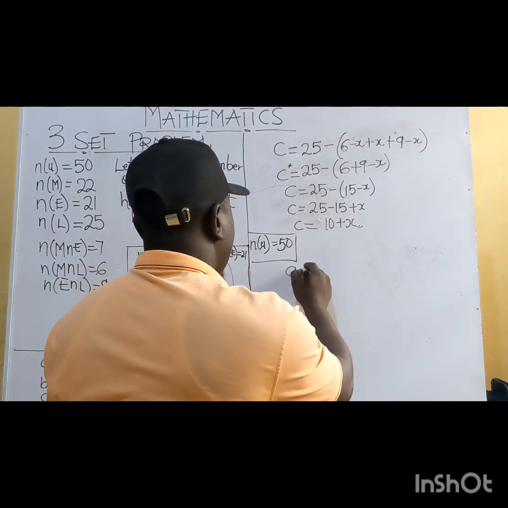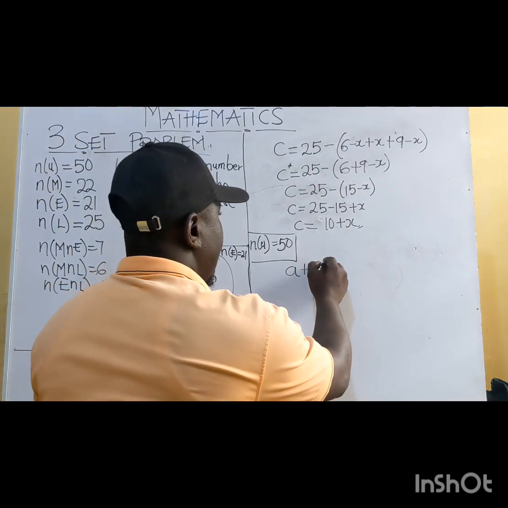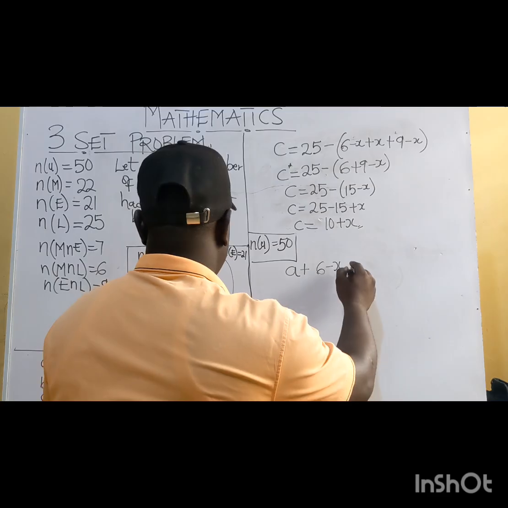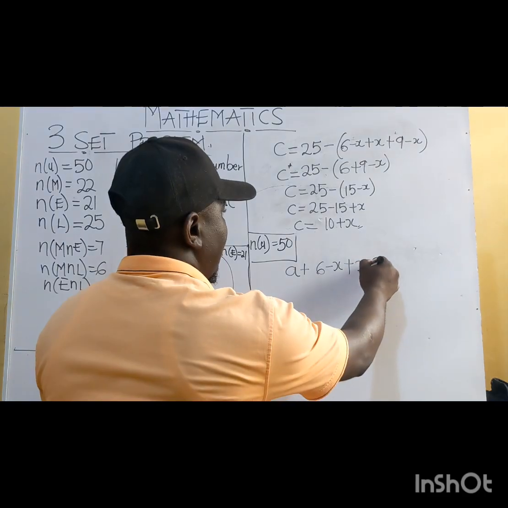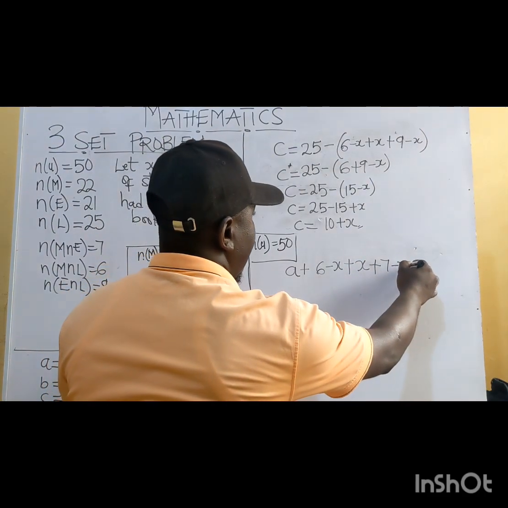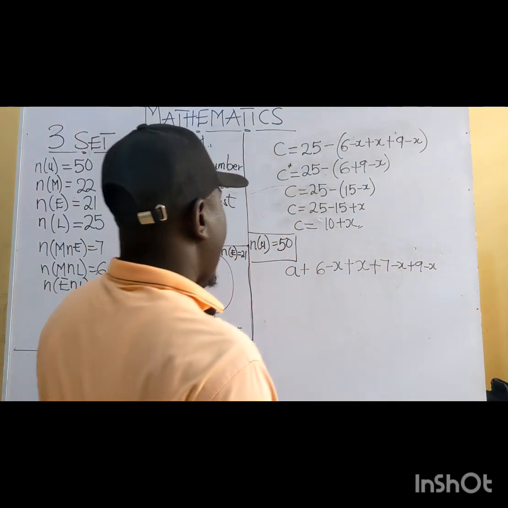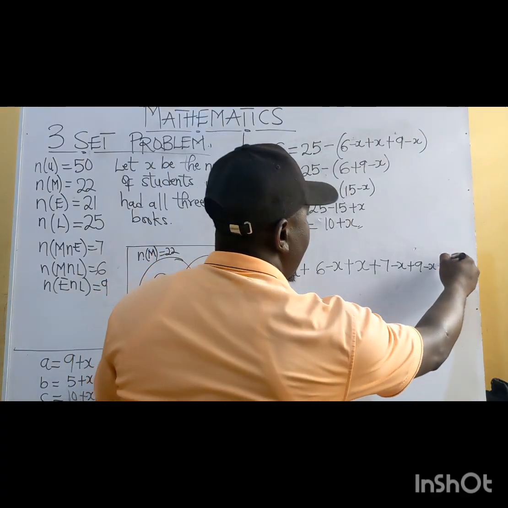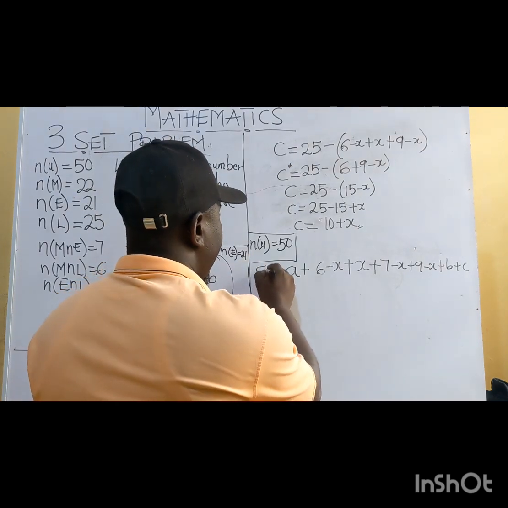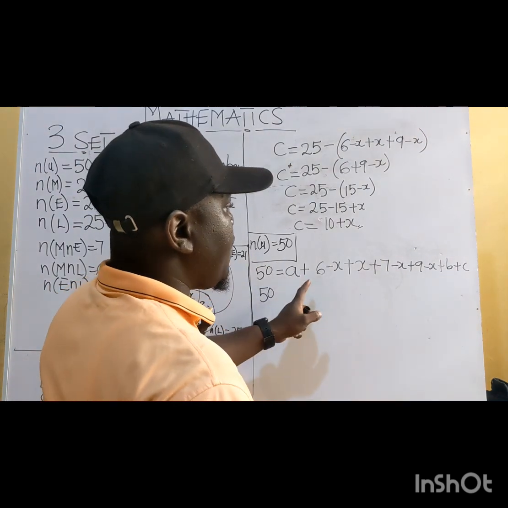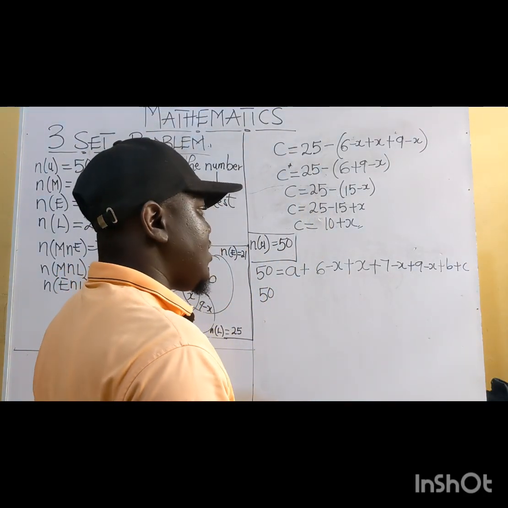a plus this region, I believe you can see, which is 6 minus x plus the intersection of all the 3, which is x, plus 7 minus x, plus this one, which is 9 minus x, plus our b, plus our c. They are all equal to our number of u, which is 50. But we know the value for a, we know the value for b, and then c. So we input or replace, we do the substitution for these values.